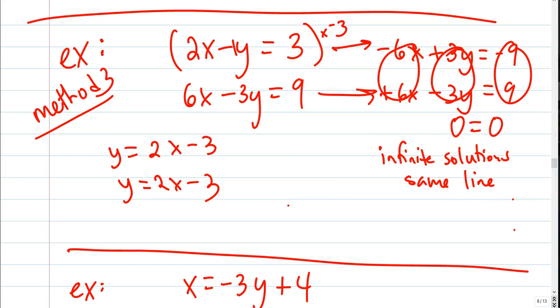What the book will do is they will say it'll be any point. They'll put it in set notation. They'll say any point x comma y such that basically either of these equations is true. If it's on 2x minus y equals 3, any point on that is a solution. Okay?